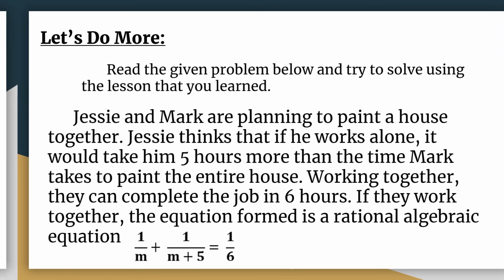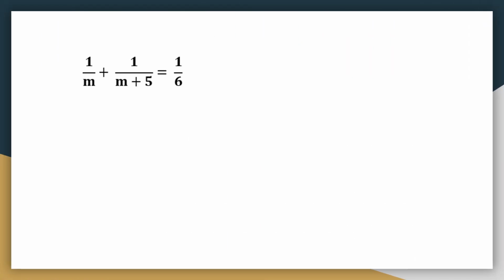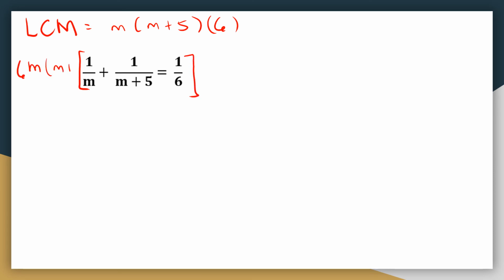So let's solve this one. We're given 1 over m plus 1 over m plus 5 equals 1 over 6. First, we need the LCM. The LCM for this part is m times m plus 5 times 6. So we're going to multiply the whole equation by 6m times m plus 5.